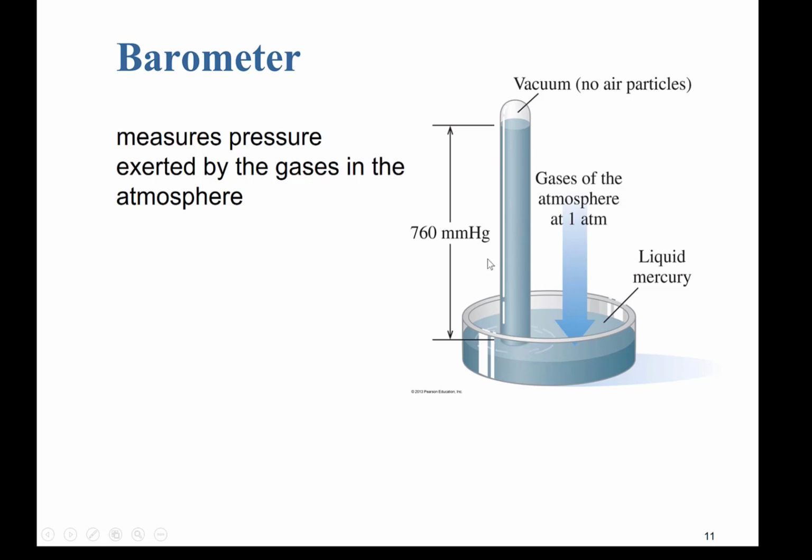And next to the tube, there's going to be a ruler, and that ruler usually has millimeter markings on it or inch markings on it. So we could read it in inches of mercury, and that's what you would find on a newscast. Or we would be reading it in millimeters of mercury.